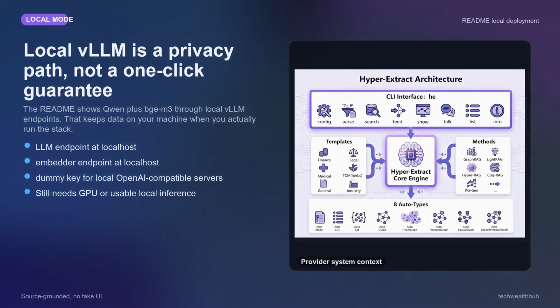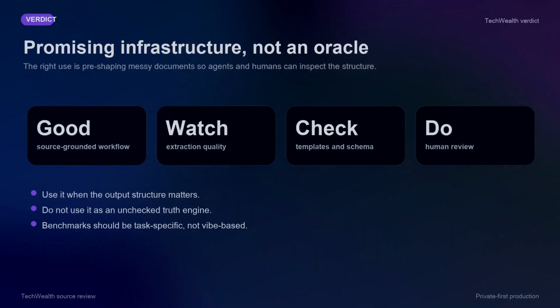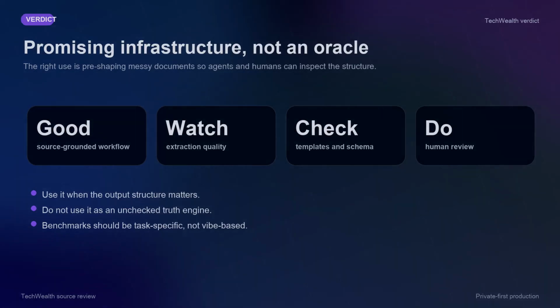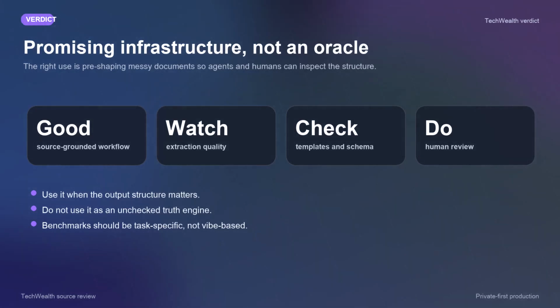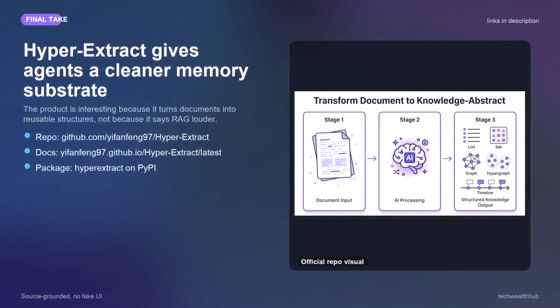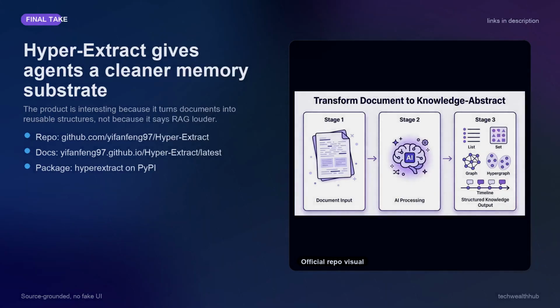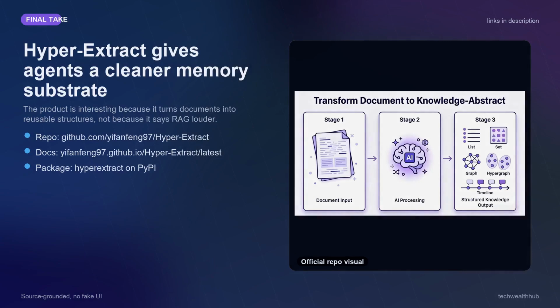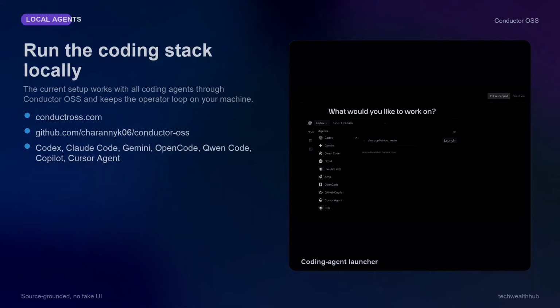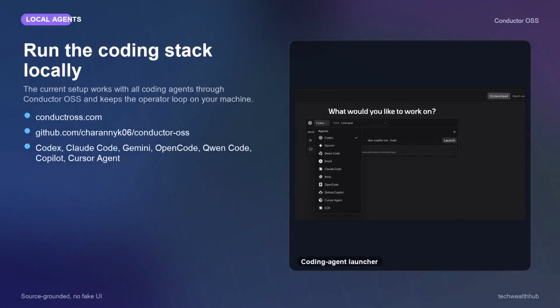The repo metadata and PyPI package currently show version 0.3, Python 3.11 or newer, and Apache 2.0 licensing in the project files. Treat it as promising infrastructure, not a finished oracle. My take is this. HyperExtract is interesting because it gives agent workflows a cleaner memory substrate. Instead of asking an agent to reread messy PDFs forever, you can pre-shape the documents into graphs, typed objects, Obsidian notes, and MCP queryable knowledge.